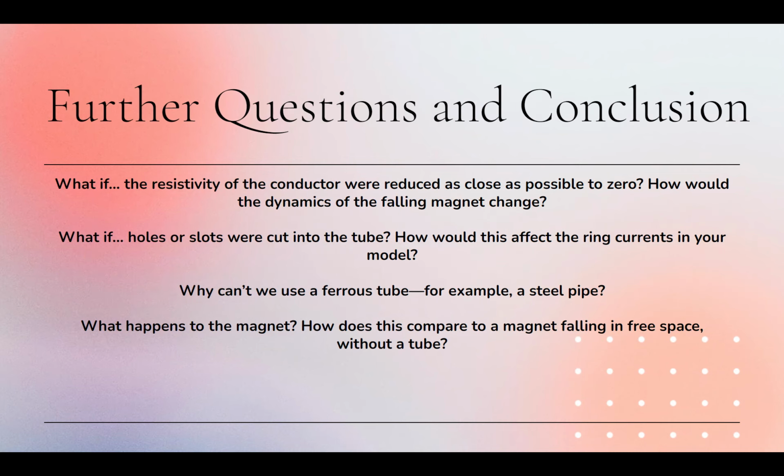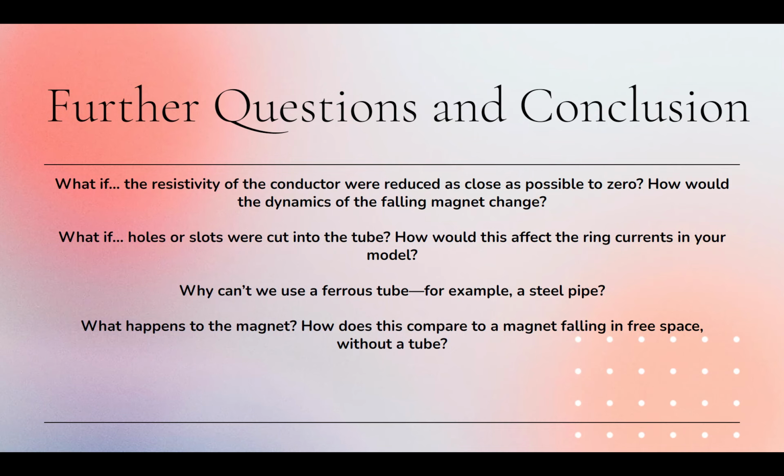To conclude, these questions brought together the main concepts presented in the lab. If the resistivity of the conductor was reduced to near zero, this would increase the amount of induced current based upon Ohm's law. This increase in current would increase the magnetic force, which would decrease the speed at which the bar magnet falls through the tube. If holes or slots were cut into the tube, there would be fewer loops for the current to be induced through, which would reduce the induced current. This would reduce the magnitude of the magnetic force, which would increase the speed at which the bar magnet falls through the tube.